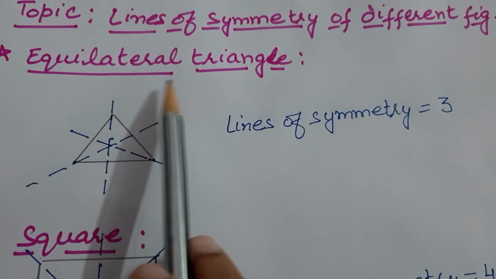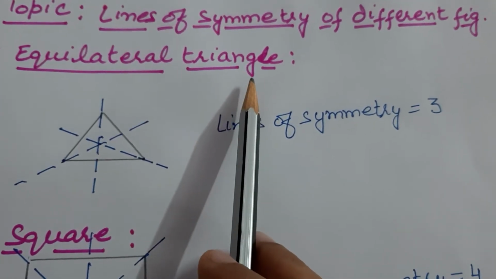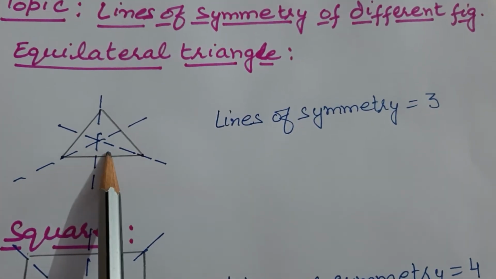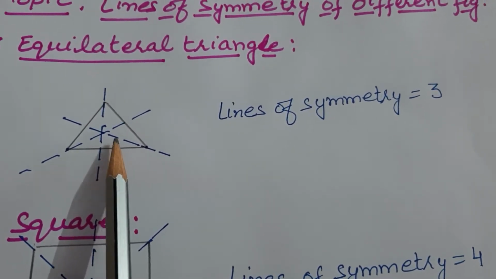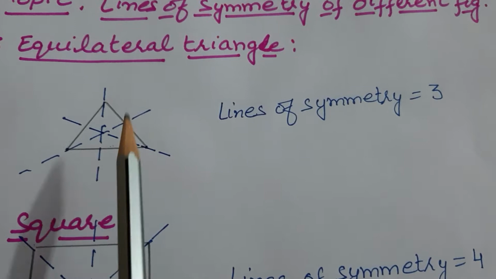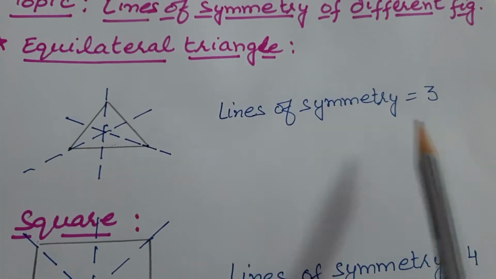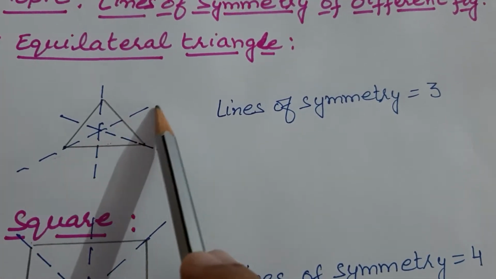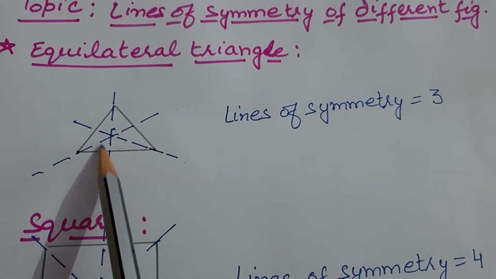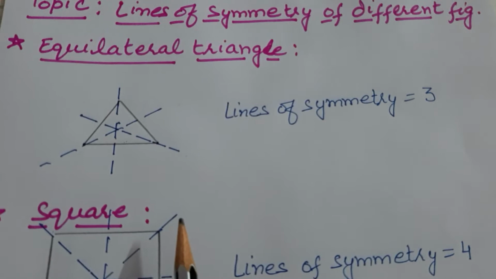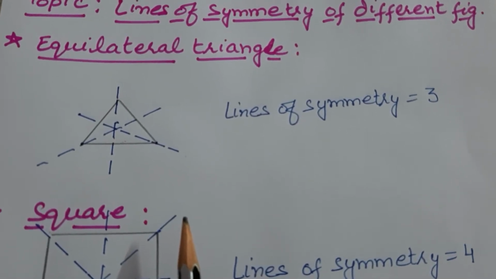So first I am taking an equilateral triangle. You all know an equilateral triangle is a triangle whose all sides are the same. Okay, so an equilateral triangle has three lines of symmetry, which means the lines of symmetry are passing through three vertices and three sides as well.